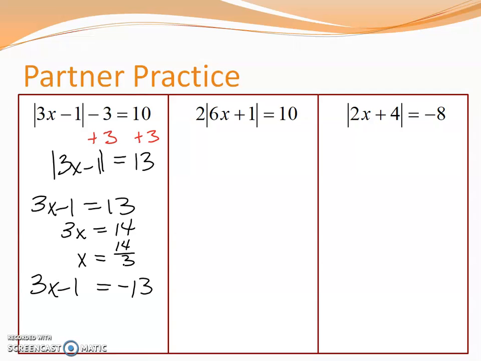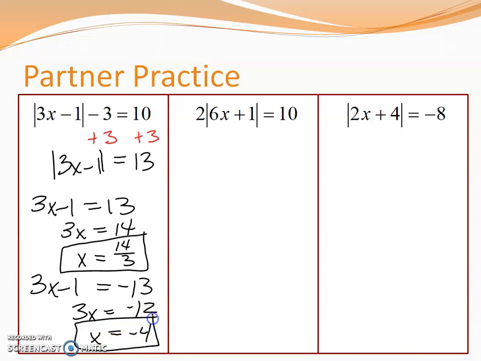That seems like a weird problem. I hope I didn't accidentally mess something up. Okay, then again, we're going to add 1 to both sides. 3x equals negative 12. Divide both sides by 3, and I get that x equals negative 4. Okay, so no issues there.